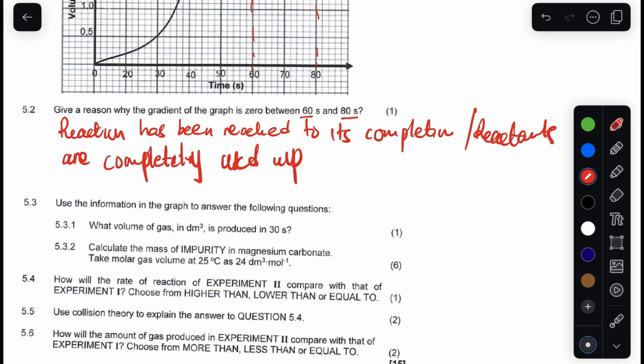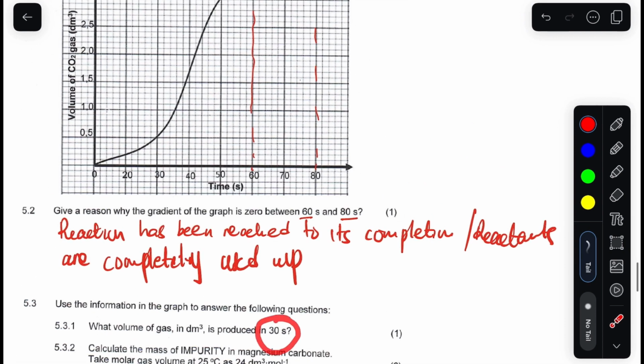Okay, let's go to 5.2. It says use the information in the graph to answer the following questions. Now it says what volume of gas, in cubic decimeters, is produced at 30 seconds. Now when you look at 30 seconds, the value that corresponds with it is 0.5. That's 0.5 what? Cubic decimeters.